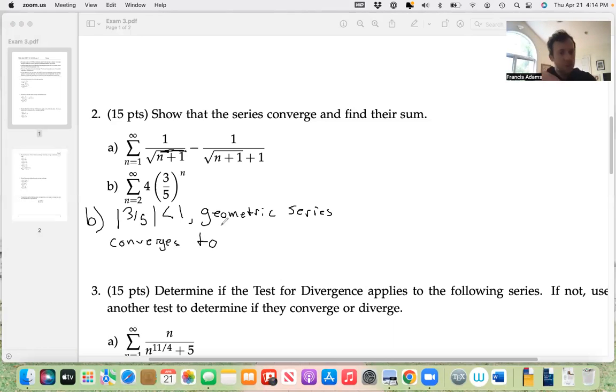And then what it converges to, and actually one of the few places where this happens, is we need to look at where we are starting. So since we're starting at n equals 2, when we find this formula, the bottom is always 1 minus r. This is always the same, no matter where we start. But on the top of this sum is that starting value, put that in for the exponent, and that's the numerator in this formula for the sum. So on the top, it is 4 times 3/5 squared.